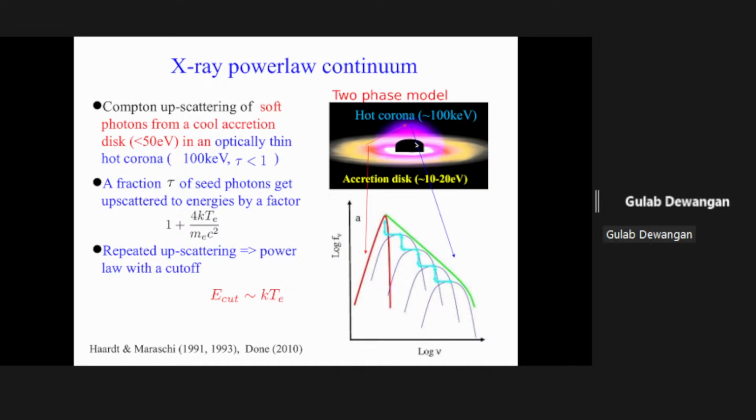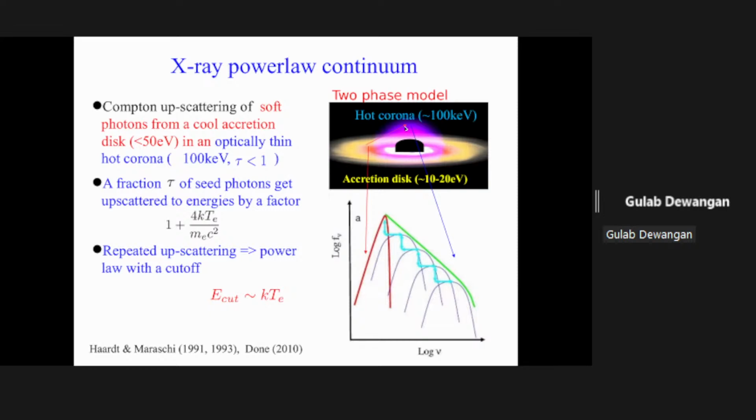Let's say the optical depth of this hot corona is tau. Observationally, when we model the X-ray spectrum through this kind of composite spectrum, we infer that this is optically thin, as I had mentioned. That means the optical depth is less than about 1.